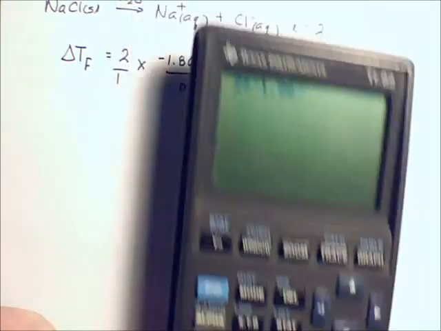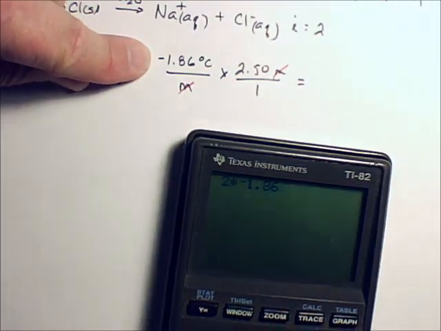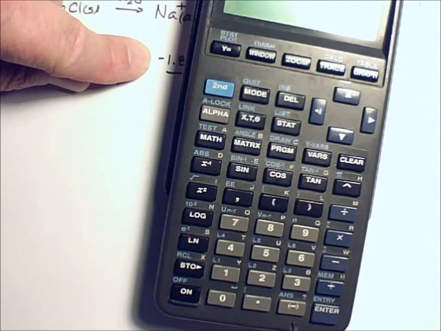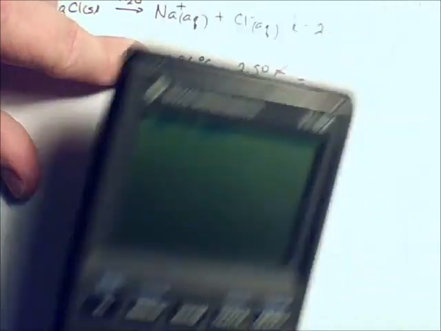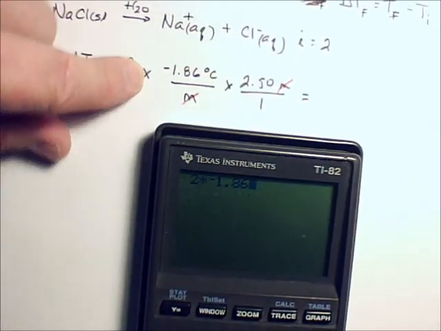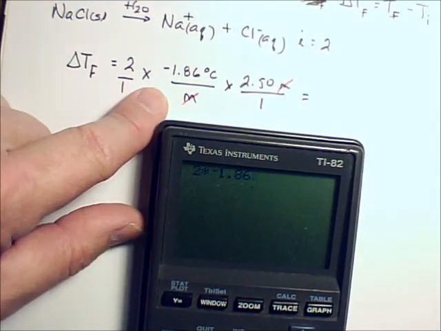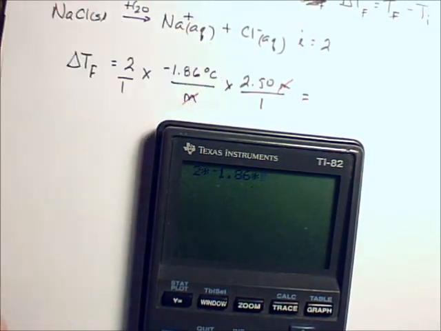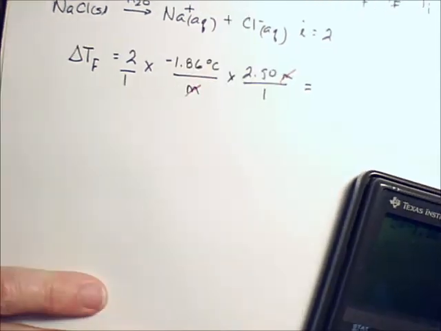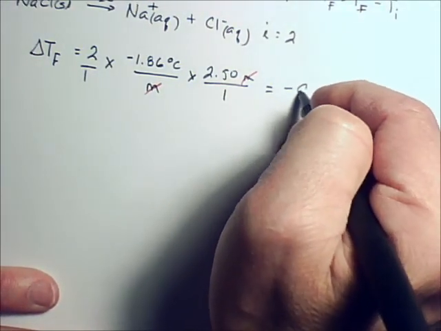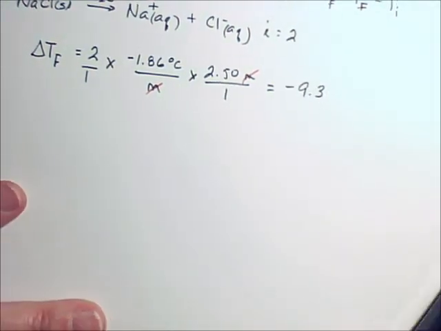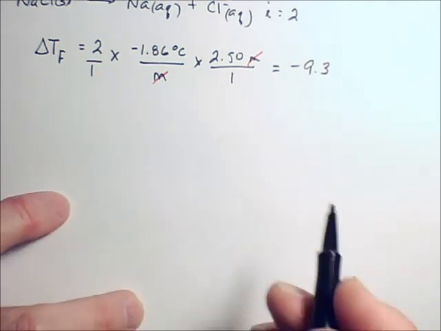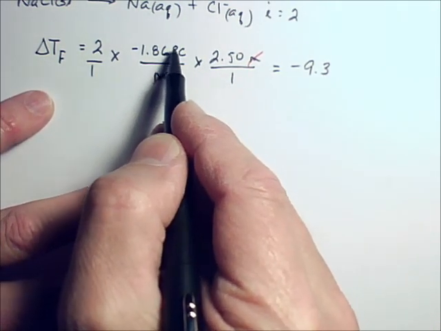When you want a negative number like this, you need to hit your change of sign button, not your subtraction button. All right, so we're going to do those two numbers there, and then also times 2.50, and hit enter, and I get a negative 9.3. Negative 9.3. And what I have left is degrees C.